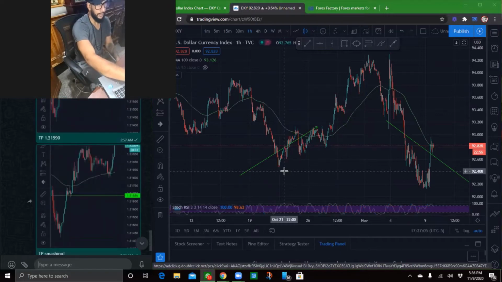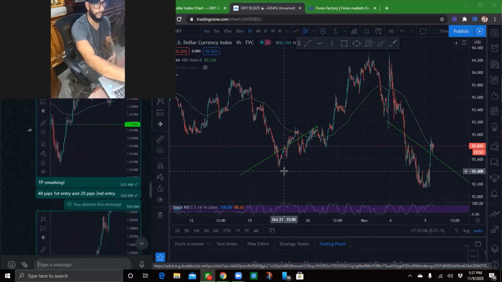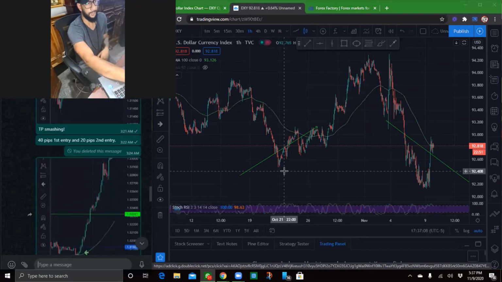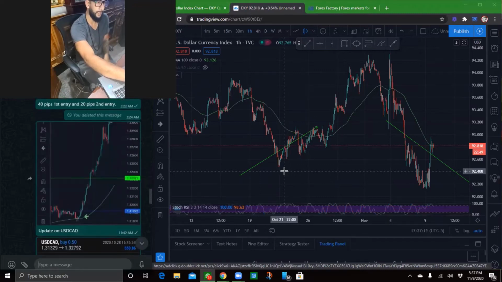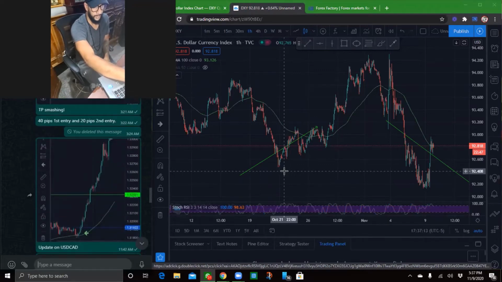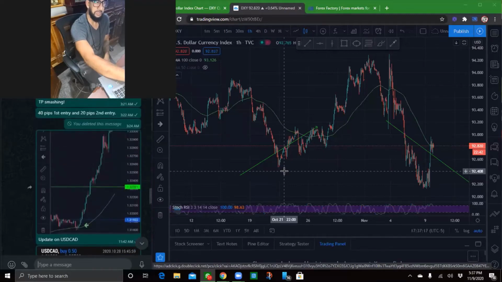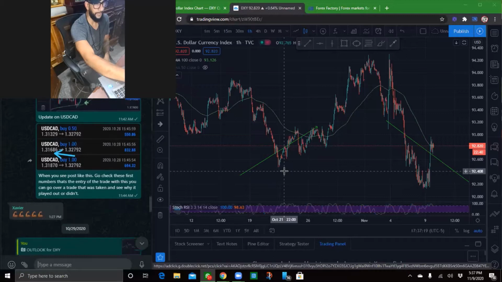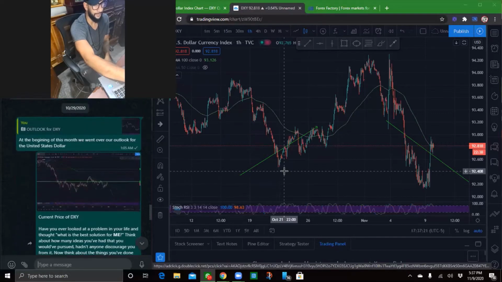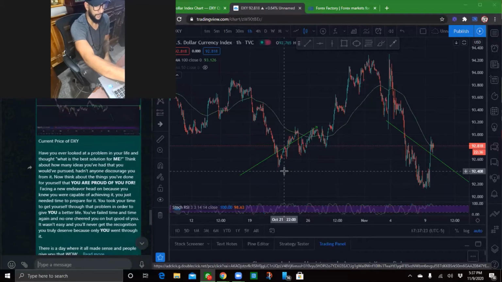So UCAD was a beautiful trade. I had 2 or 3 entries on this, 40 pips on the first entry, 20 pips on the second entry. Beautiful trade. I left it from the morning. You can see it at 3:24 in the morning, going into almost 12 p.m., it skyrocketed. You guys don't need to see the prices or how much we made. Pips is pips. You focus on the pips.